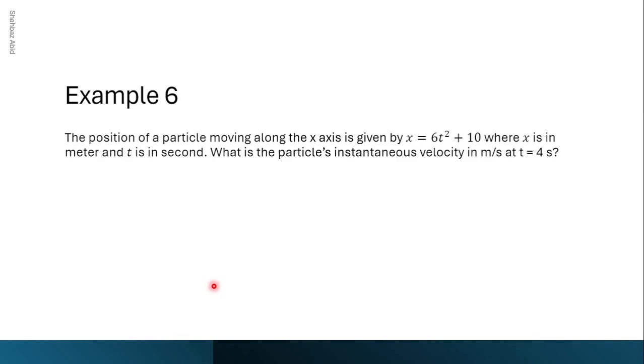Let us see example 6. The position of a particle moving along the x-axis is given by x equals 6t square plus 10, where x is in meter and t is in second. What is the particle's instantaneous velocity in meter per second at t equals 4 seconds? So I have to now find instantaneous velocity. Please pause this video and try to solve this problem.